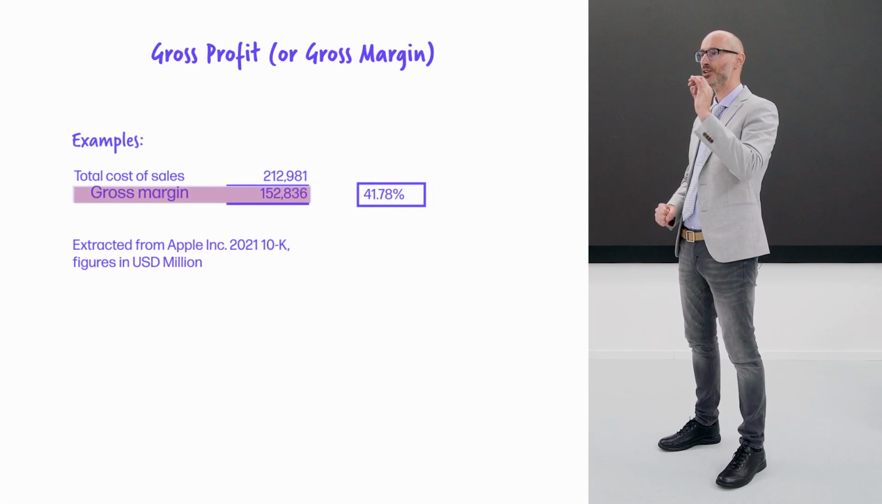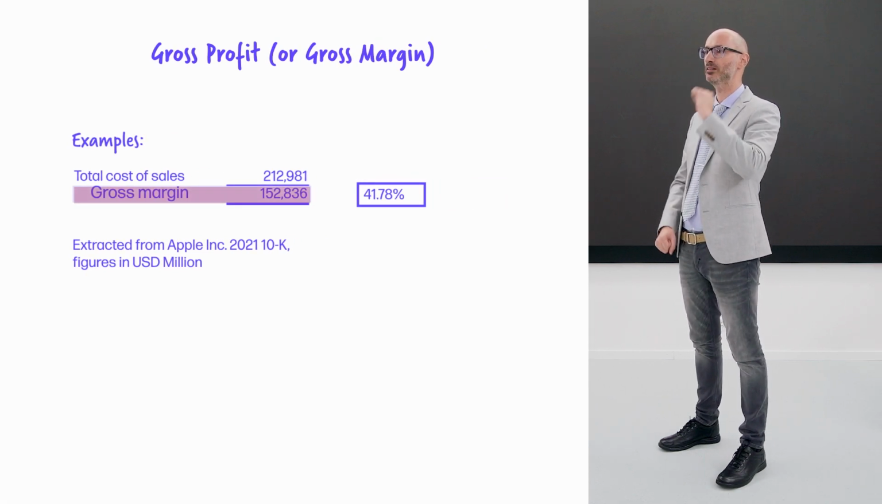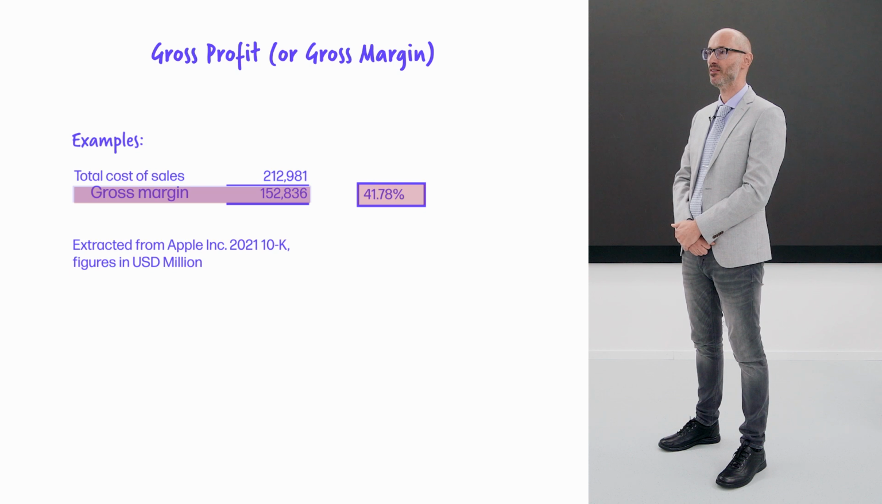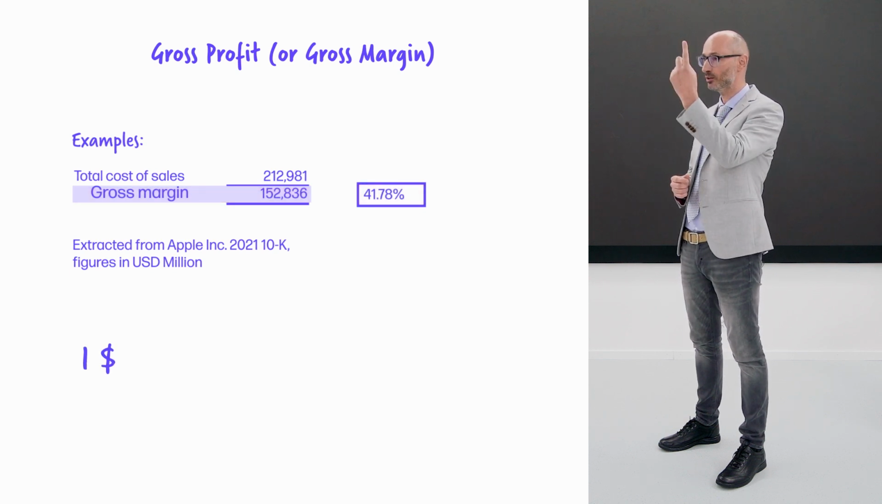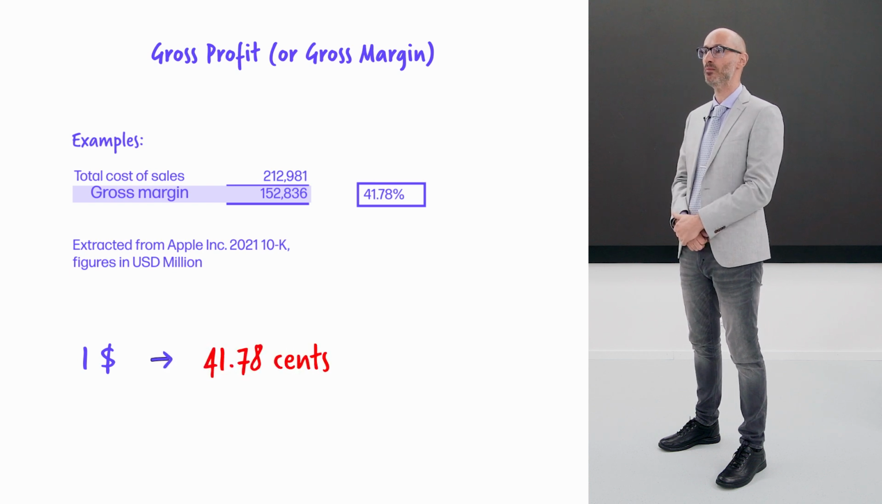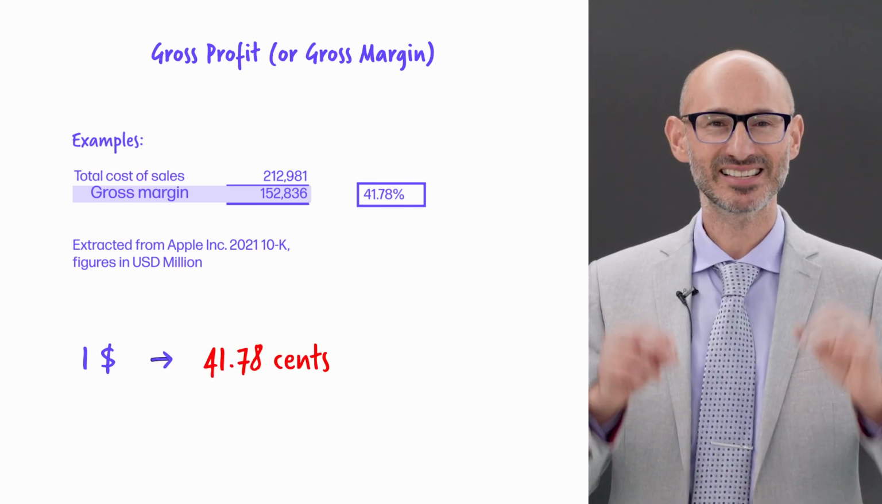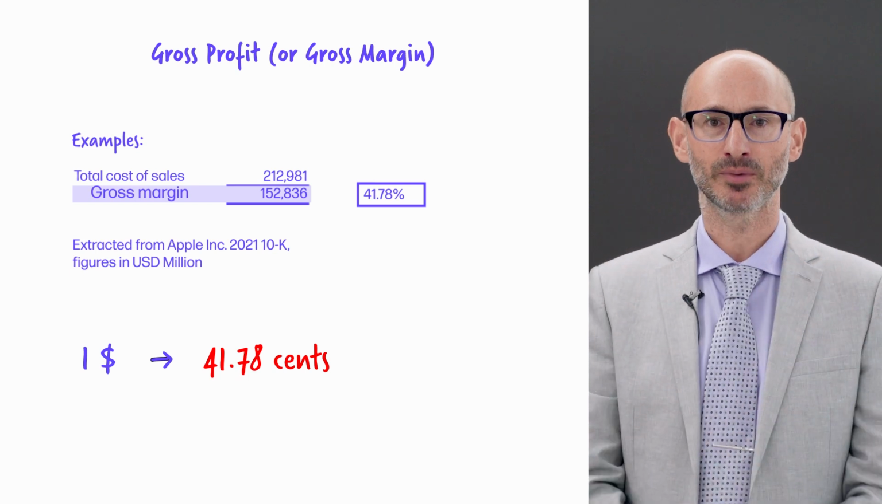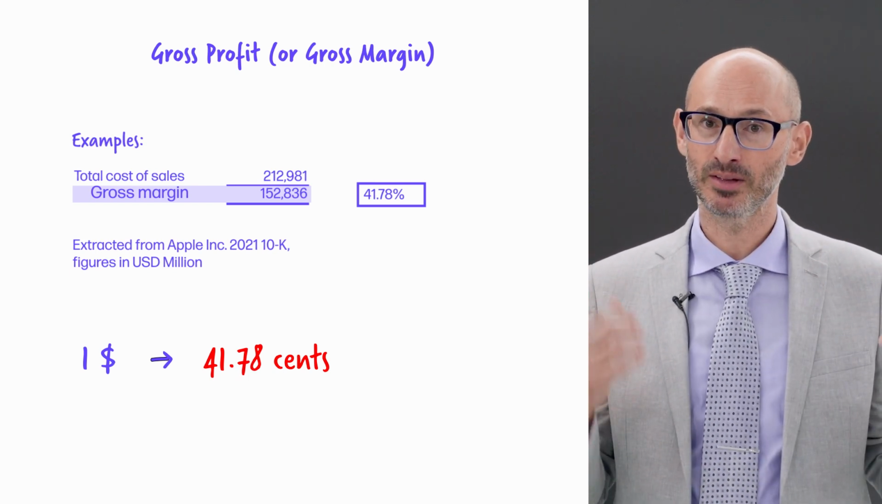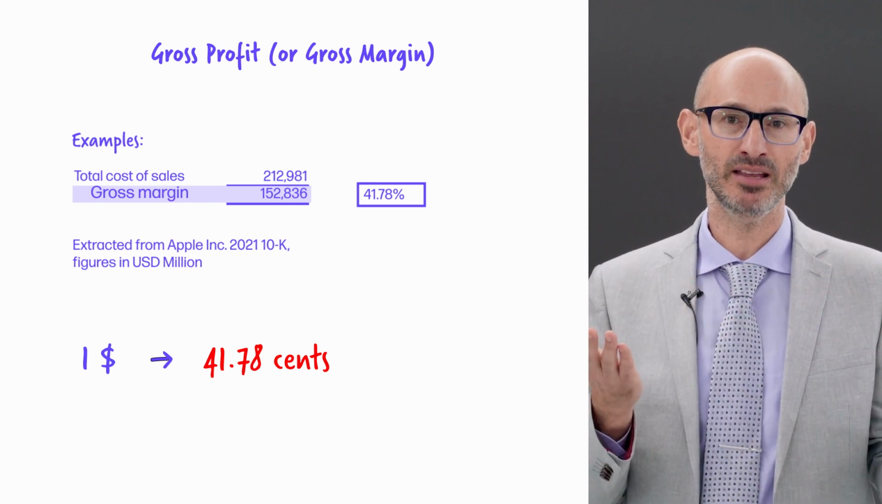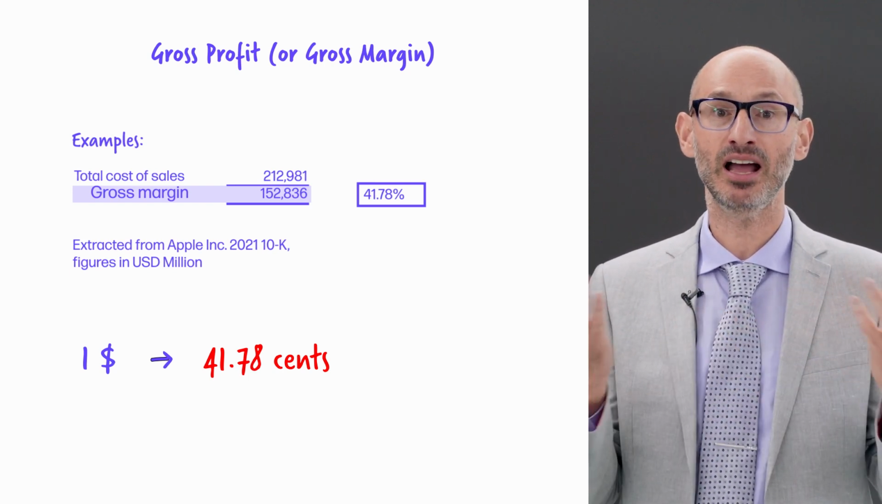The gross margin is $152.8 billion, and it is 41.78% in percentage form. In other words, from every $1 of sales of Apple, they make 41.78 cents. This number is unbelievably high, probably among the highest among manufacturers. As said before, Apple is a much beloved company and they have the ability to charge high premiums.